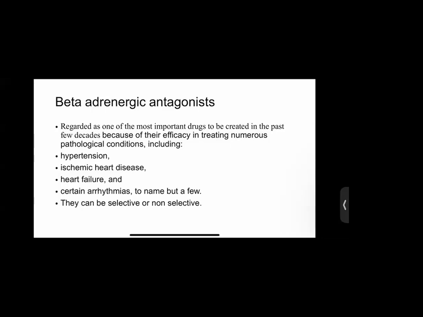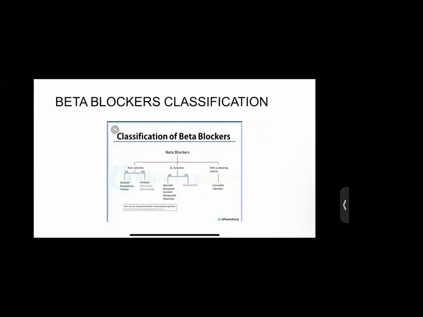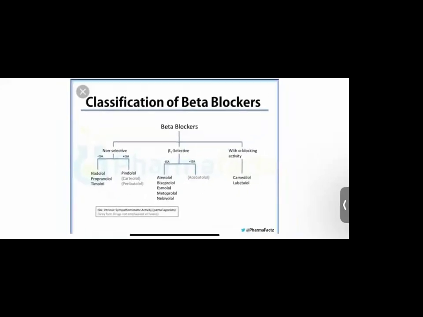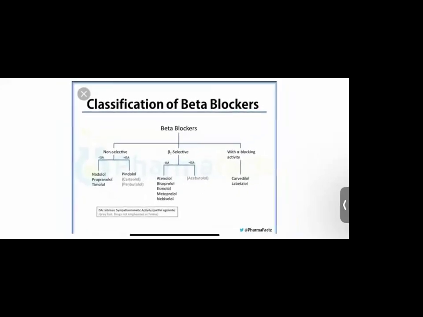For the classification of the beta blockers, on the next slide we have the non-selective beta blockers. Some of these beta blockers have intrinsic sympathomimetic activity. We call them partial agonists, inasmuch as they are beta blockers. In the classification, the ones marked plus ISA have intrinsic sympathomimetic activity, while the others do not.